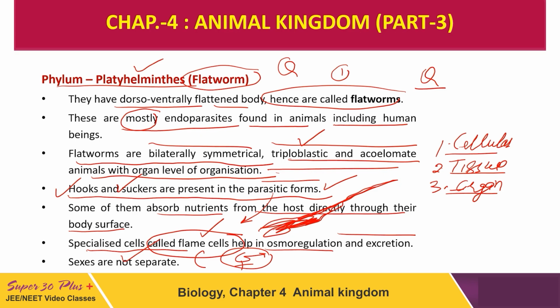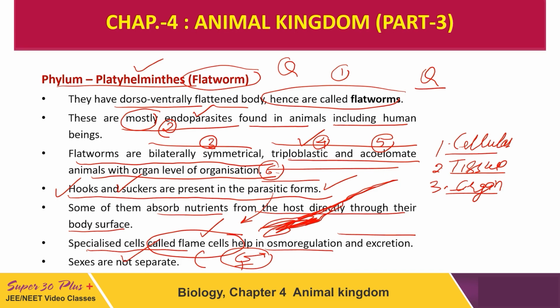The one point is that it is a flatworm. These are mostly endoparasites. Number two, they have bilateral symmetry. Number four is triploblastic. Number five, these are acoelomate. Number six, they have an organ level of body organization.